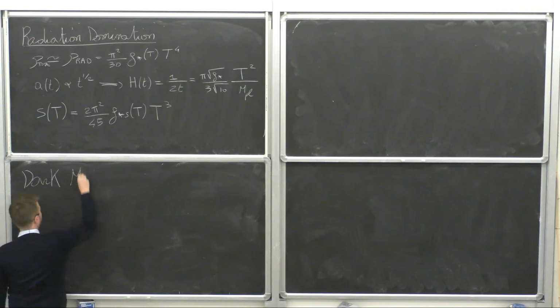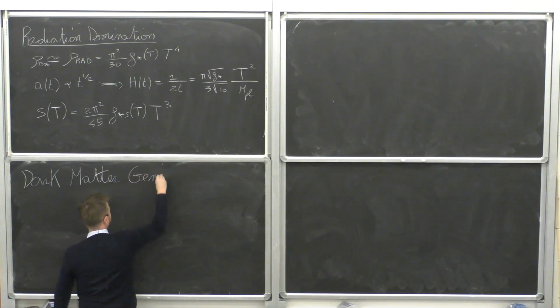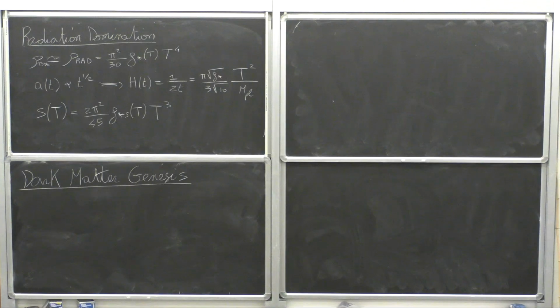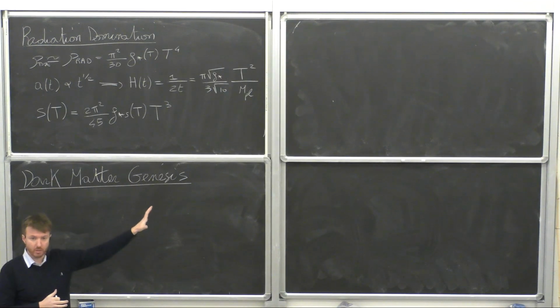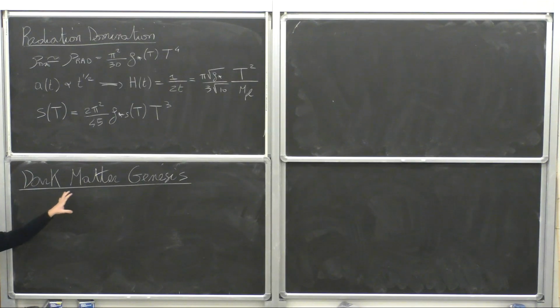now we finally get to the point, and the point is dark matter genesis. So how do we produce dark matter in the early universe? So far, I gave you a microscopic description of the primordial bath, but only for the standard model degrees of freedom. I told you that dark matter must be there with an equation of state with w equals 0. Now we start to see what dark matter could be, okay?